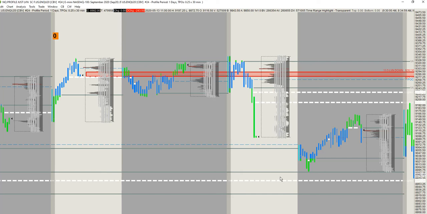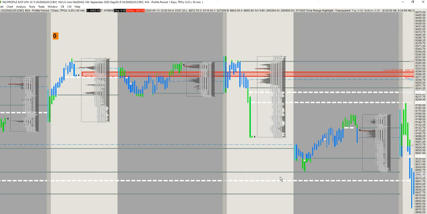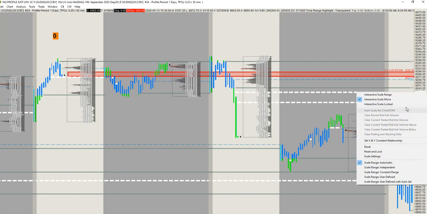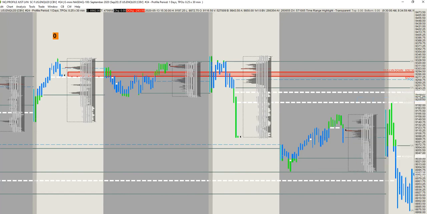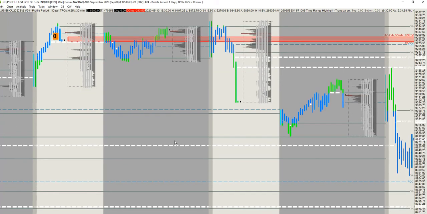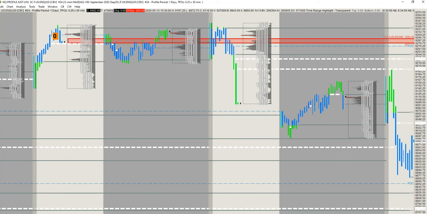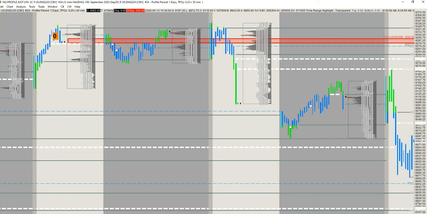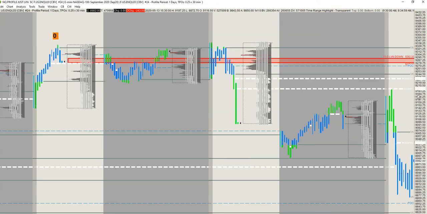So the purpose of this video is basically to go over low volume nodes and how value shifts lower, and how you can use these zones as areas to watch, and you want to kind of keep bias with these levels.